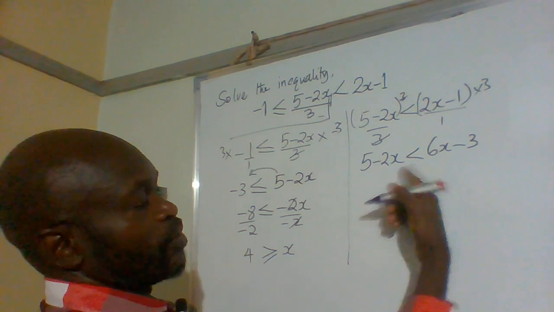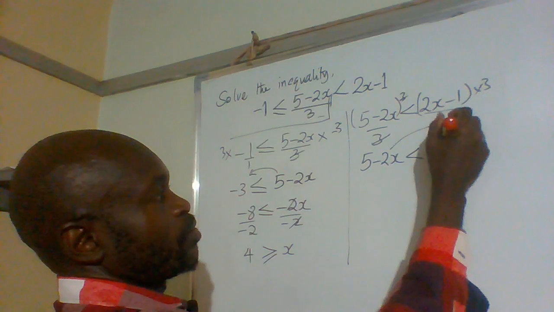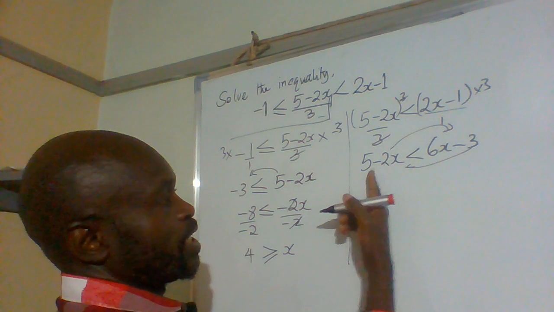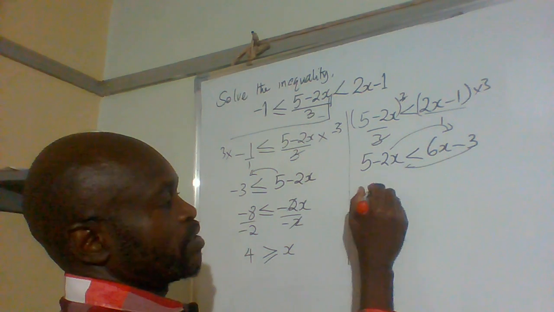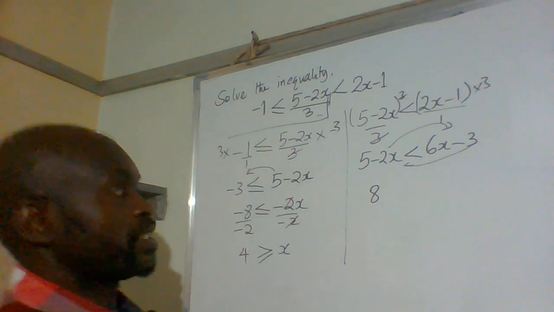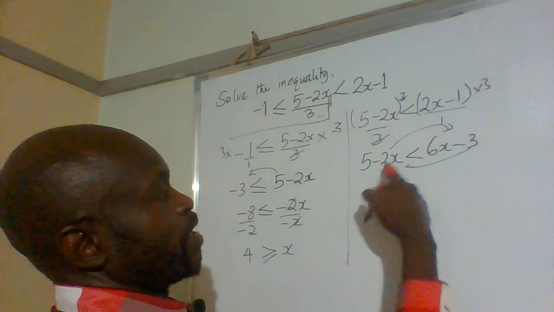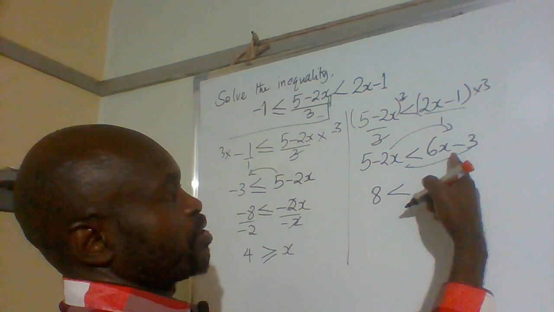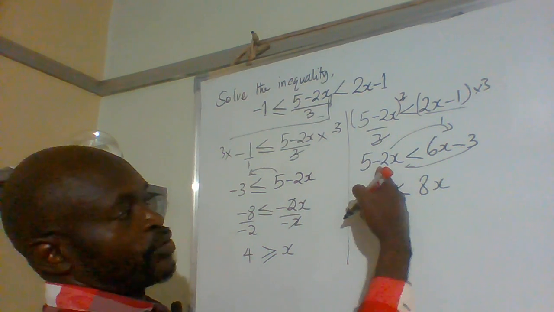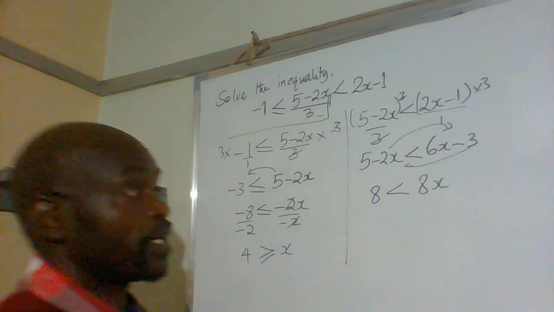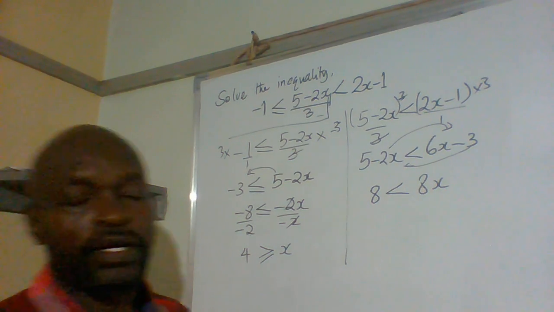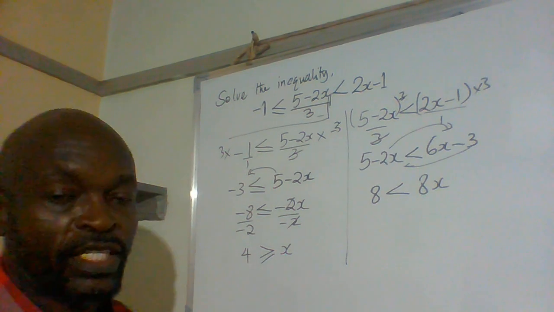Then, as we did earlier, we collect like terms. We'll take 2x to this other side and bring 3 to this other side. When I bring negative 3 to this other side, it will be positive. So we'll have 3 plus 5, which gives 8. Then it's less than 6x plus 2x, which gives us 8x. When this negative 2x crosses the inequality sign to the other side, it becomes positive. So we have 2x plus 6x, which translates to 8x.